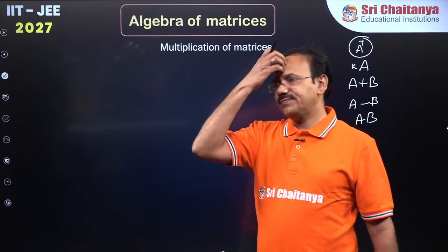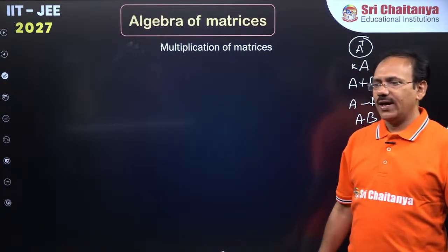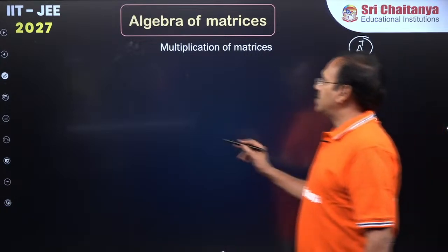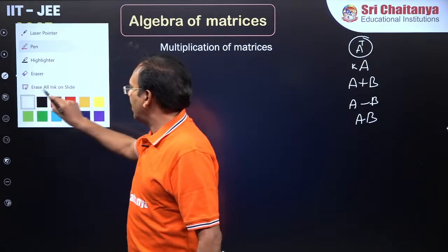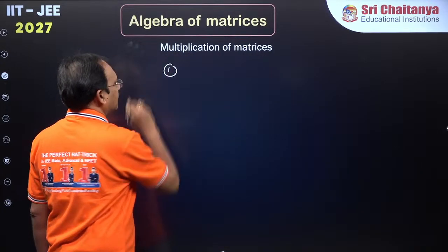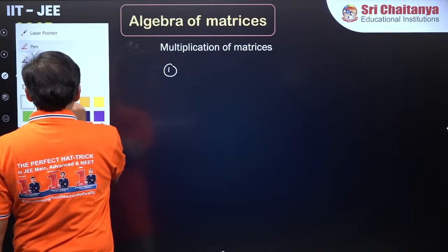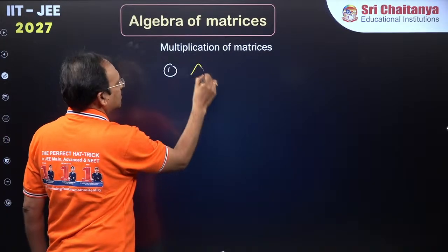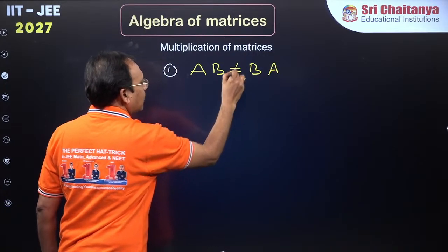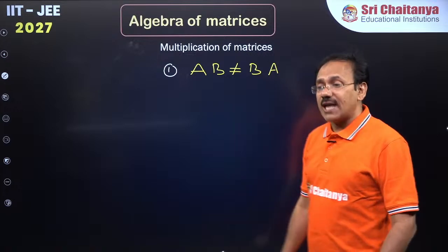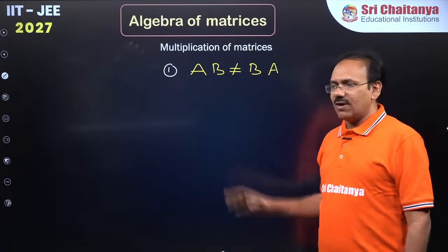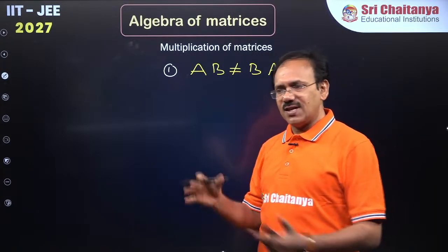Okay, fine. Now let us go to a very important part, some observations related to multiplication. Number one, regarding multiplication of matrices, first point: generally AB and BA need not be equal. Not equal in the sense that sometimes they may be equal, but generally not. If it fails to be equal in some case, we say not equal.